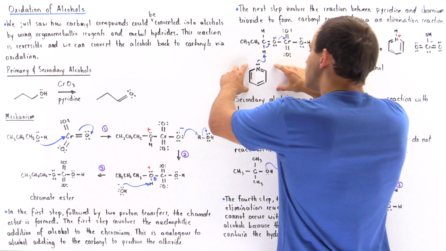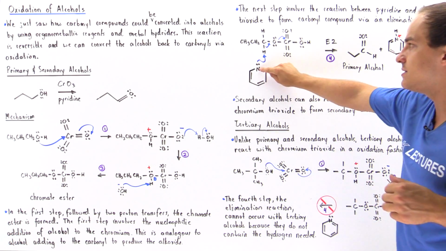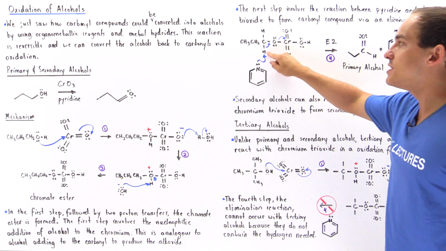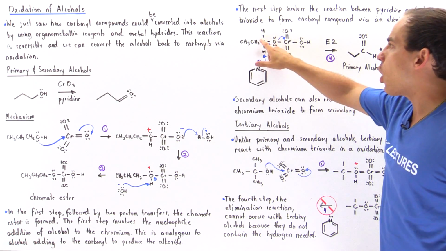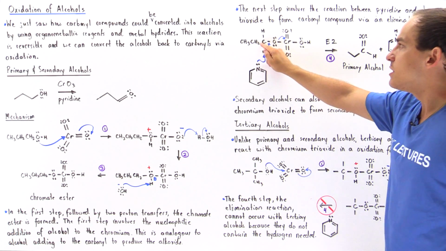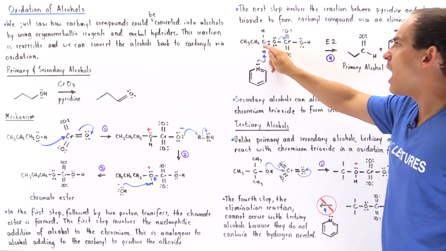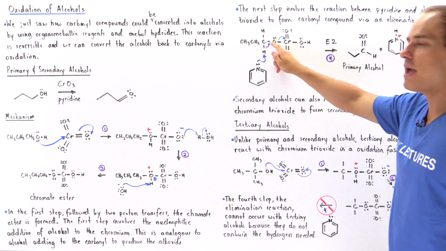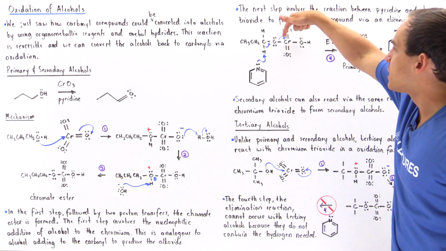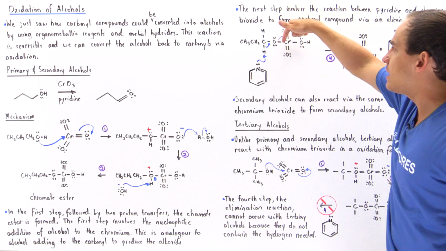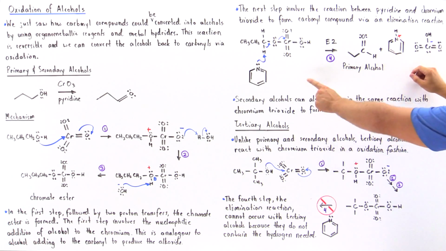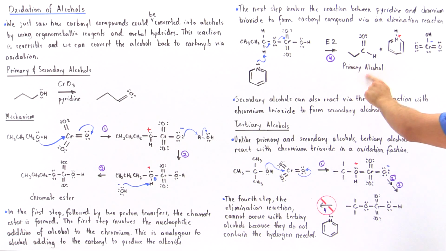So basically, our pyridine acts as a base because it contains this nitrogen that has the lone pair of electrons. So it grabs this H atom that is found on the carbon adjacent to this oxygen. When it grabs this H atom, these two electrons that were in this bond are now free to form a pi bond between carbon and oxygen. When this pi bond is formed, at the same time this bond is broken and these two electrons end up on the chromium atom.